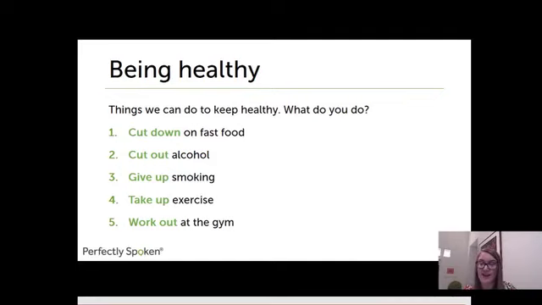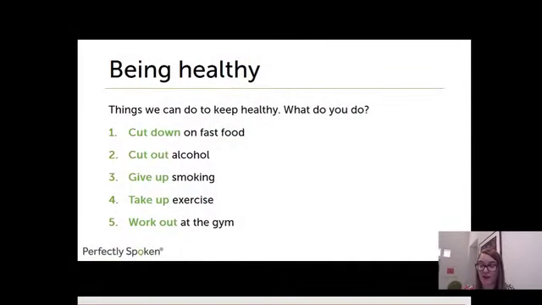Number four, take up. Now, take up is a nice phrasal verb meaning start. So if you take up something, you might take up a new hobby. It means start doing it. And the last one, number five, work out at the gym. In this context, work out means exercise. So if you go to the gym and you use maybe the running machine, you do some weights, you can say, I work out at the gym. Good. Okay.